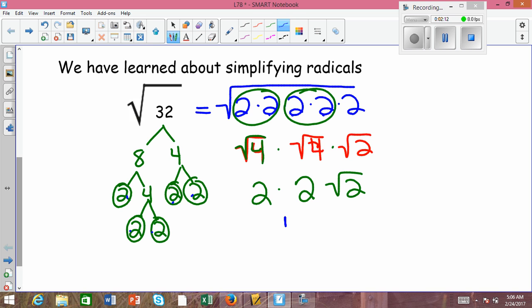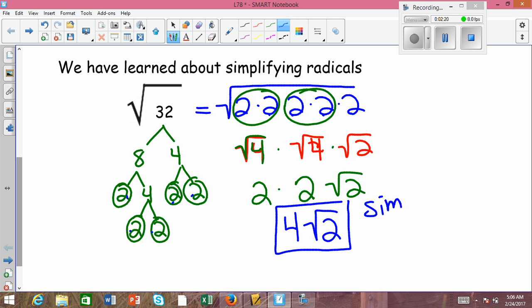2 times 2 would then simplify into 4, and you would be left with this simplified, we call it simplified radical form. No ifs, ands, or buts about it. This is simplified radical form.